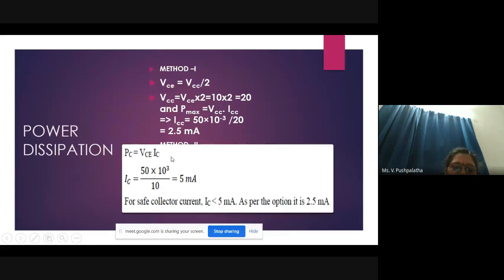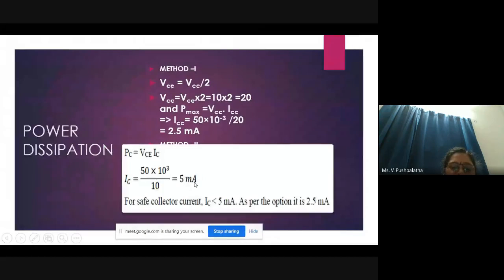Another method is that you can directly apply the power equation, PC equal to VCE into IC. The power value they had given, VCE value also they had given. So 50 milliwatt, sorry, here it is 50 milliwatt, minus 3 is a mistake, 50 milliwatt over 10, which is equal to 5 milliamps.